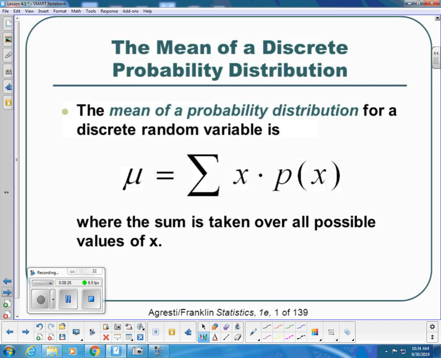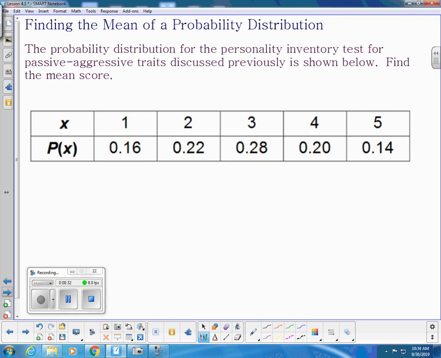Okay? So, here we go. Don't make it hard. This is how we do it. X is 1 times 0.16 plus 2 times 0.22 plus.